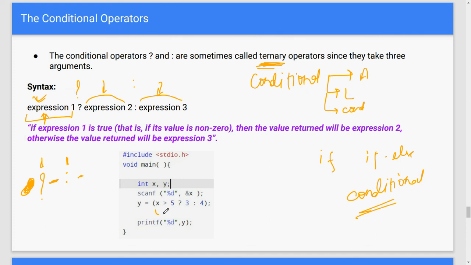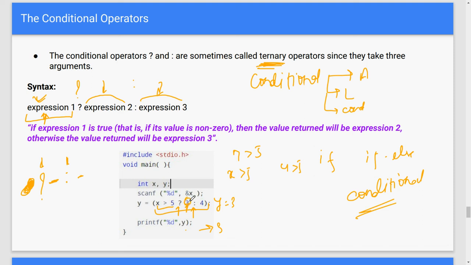So let's see this condition. You can see that the condition is separated by a question mark, and these two values are separated by this colon. So x greater than 5. Let's say the user inputs the value of x as 7. So 7 greater than 5 is true, so it will be given the value of 3. So y will be assigned 3, and if we print y, we will get the value of 3.